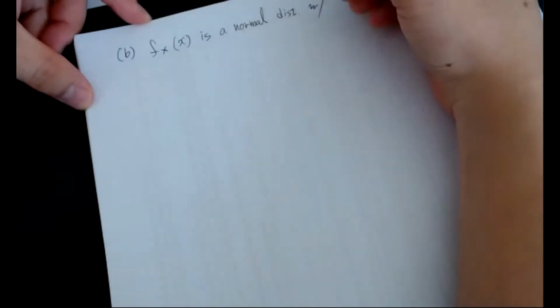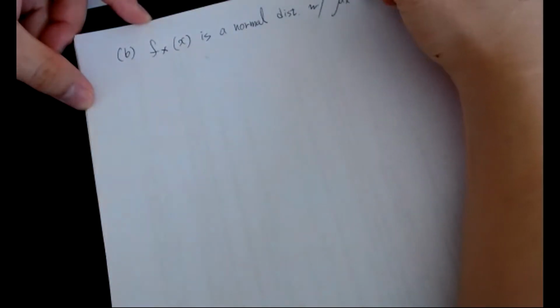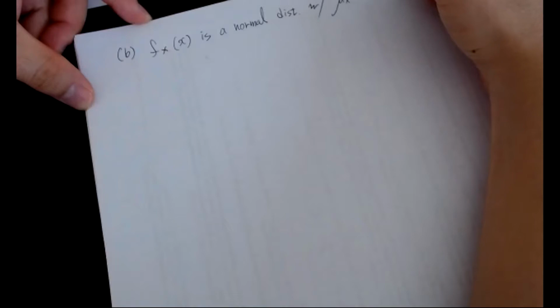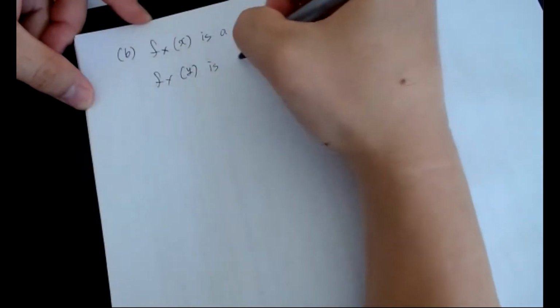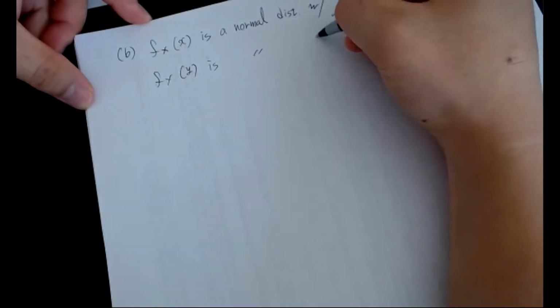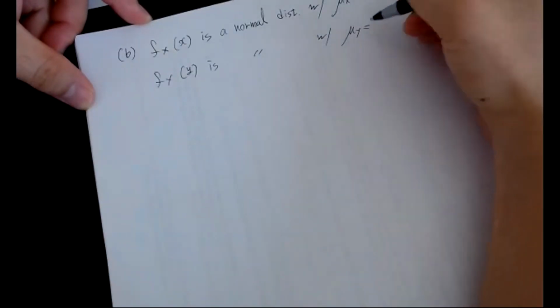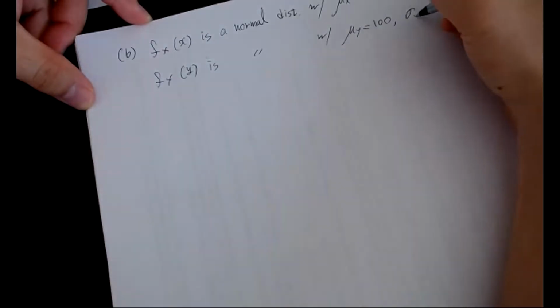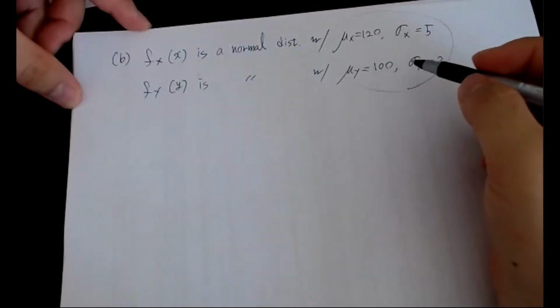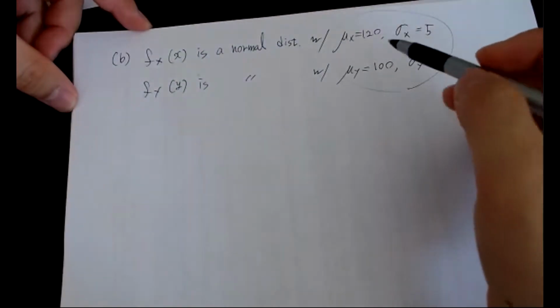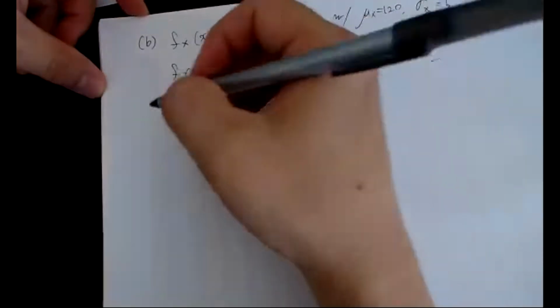With a mean mu x of 120 and sigma x of 5. And f_Y of y is the same thing: a normal distribution with mu y of 100 and sigma y of 2. Where do those numbers come from? These numbers are from the problem. The problem gives us that information.